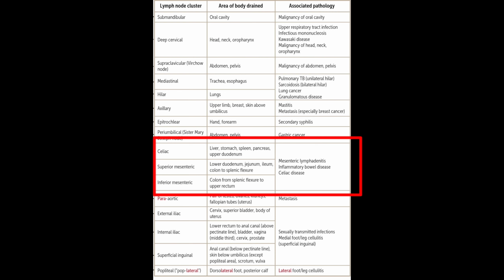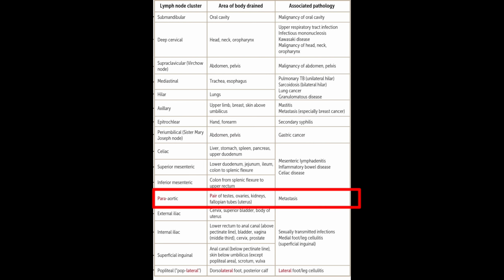So the celiac, superior mesenteric, and inferior mesenteric lymph nodes are associated with mesenteric lymphadenitis, inflammatory bowel disease, and celiac disease. The para-aortic lymph node drains the testes, ovaries, kidneys, and fallopian tubes. So the para-aortic lymph node is mainly involved in various metastatic lesions.